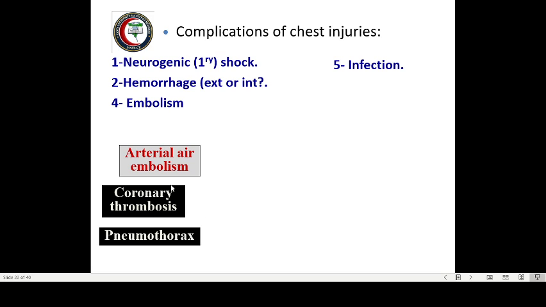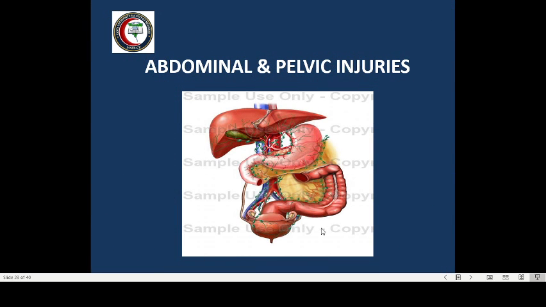We have also specific complications to the chest region. These are coronary thrombosis and pneumothorax. Pneumothorax is collection of air inside the pleural cavity, and the coronary thrombosis may occur from injury to the pericardium by direct trauma to the chest.